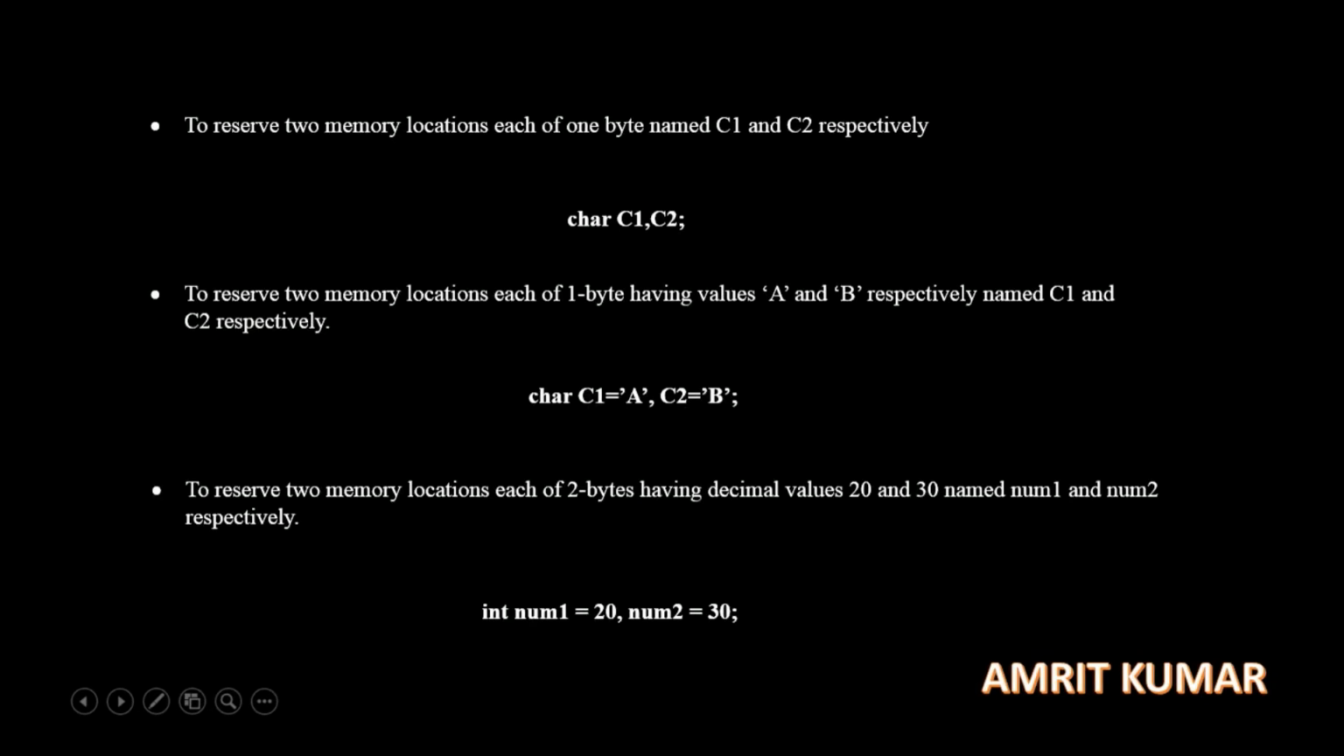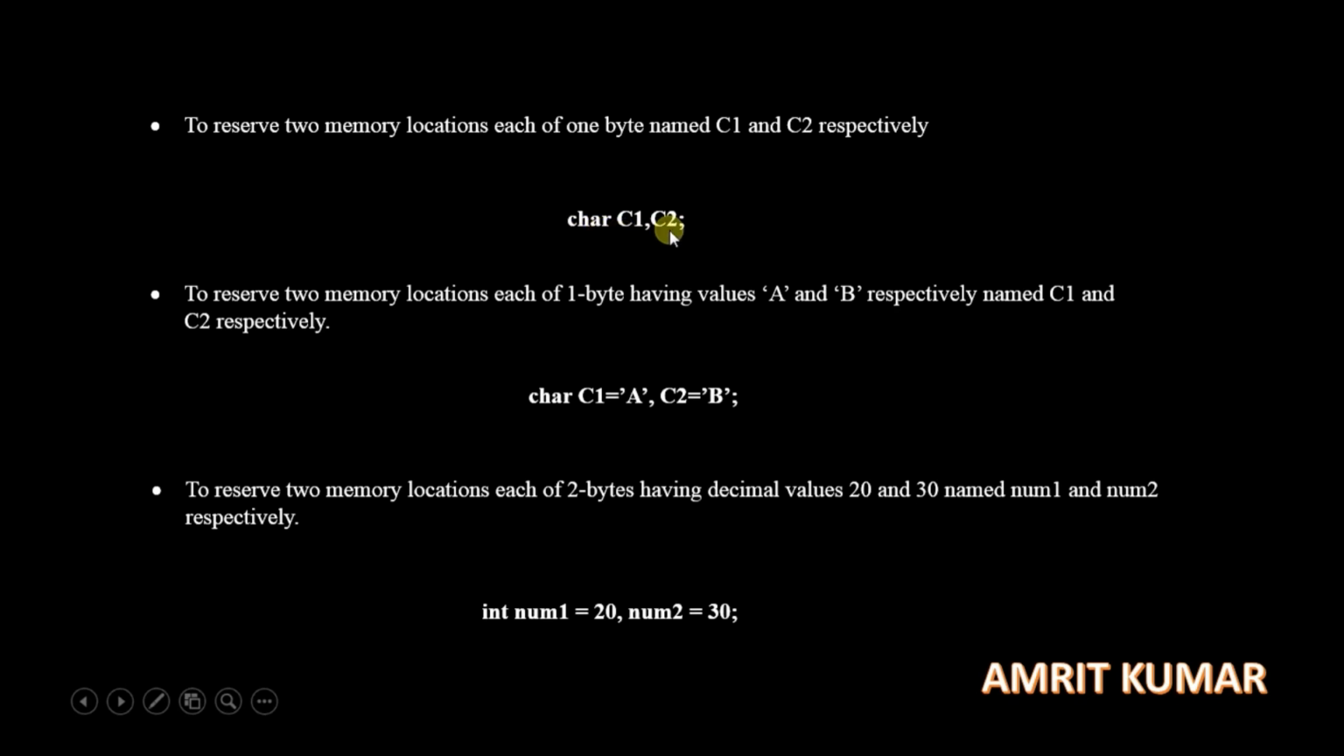To reserve two memory locations each of 1 byte named C1 and C2 respectively, let's look at how we do this. We are using a char data type because we have to allocate 1 byte of memory in the RAM. So how we will proceed, let's look at it. Here it is the char data type, now C1 and C2.